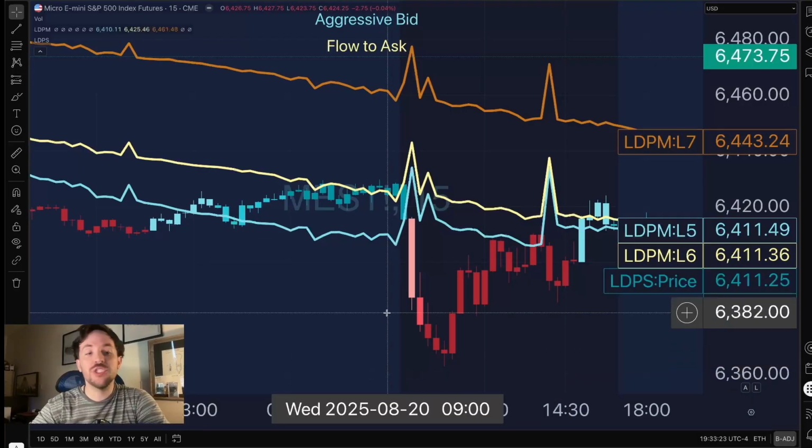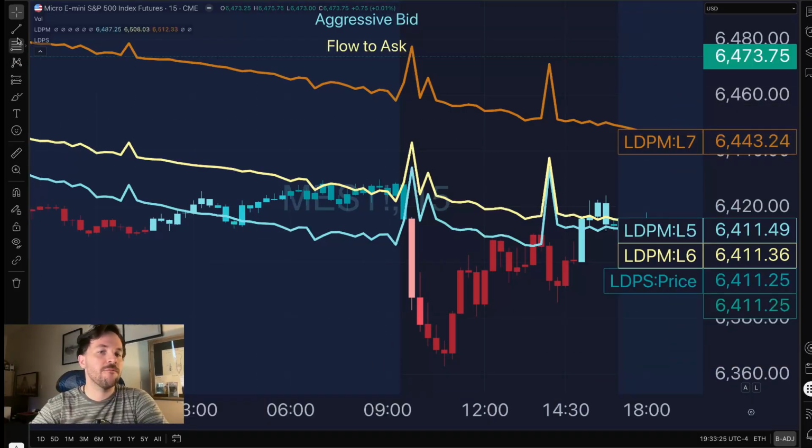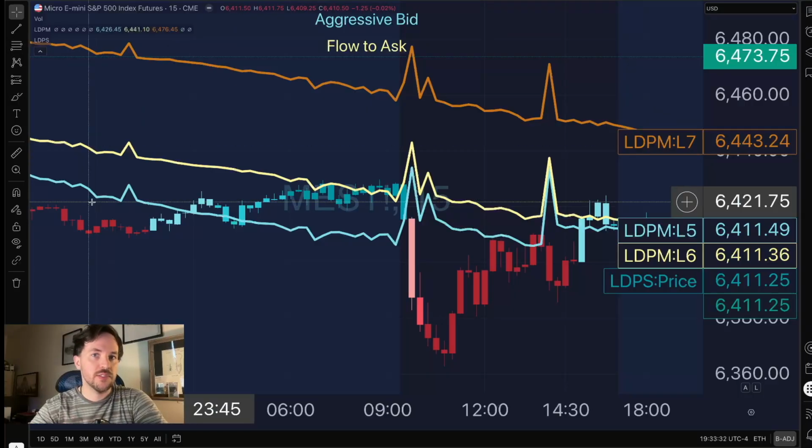And that's kind of it. So just to quickly recap, when we look at the chart and we have LDPM and LDPS on the chart, we want to start looking into some more advanced pattern recognition. We want to start developing maybe a little bit more maddening thoughts in our heads.